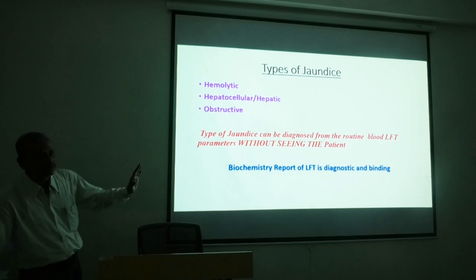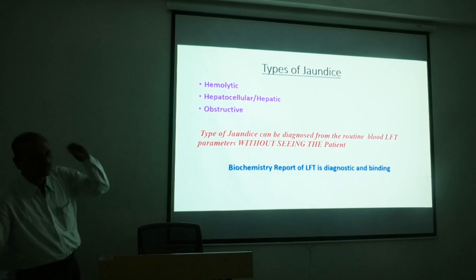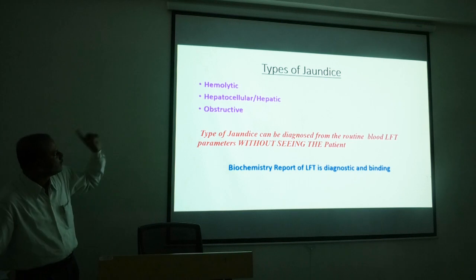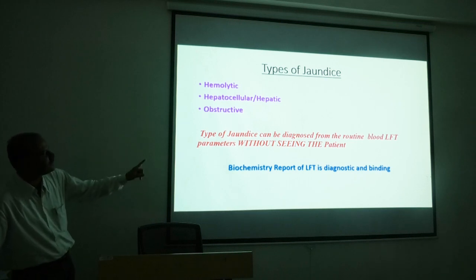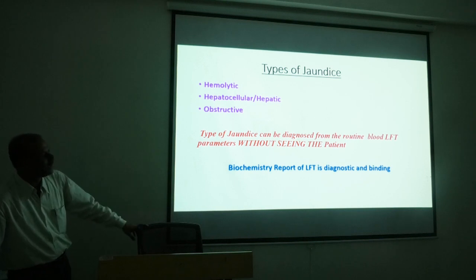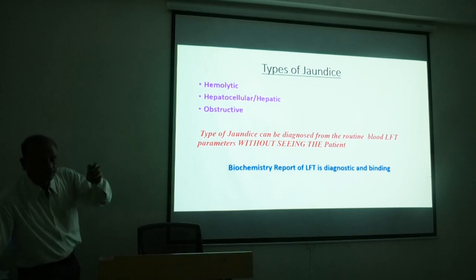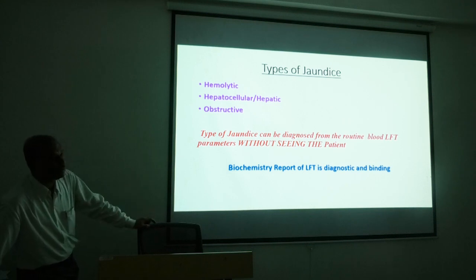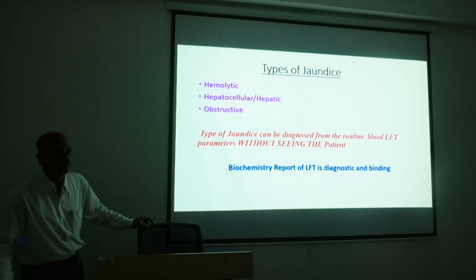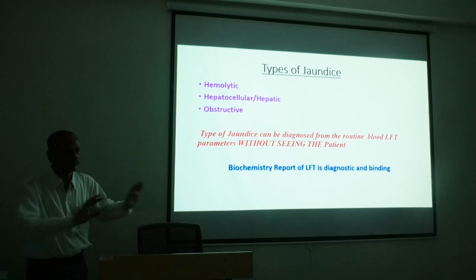The types of jaundice. These are the three types of jaundice: one is hemolytic, one is hepatocellular or hepatic, and another is obstructive. And I repeat, if you follow today's class, the type of jaundice can be diagnosed from looking at blood-based parameters without ever seeing the patient. You need not see the patient at all.